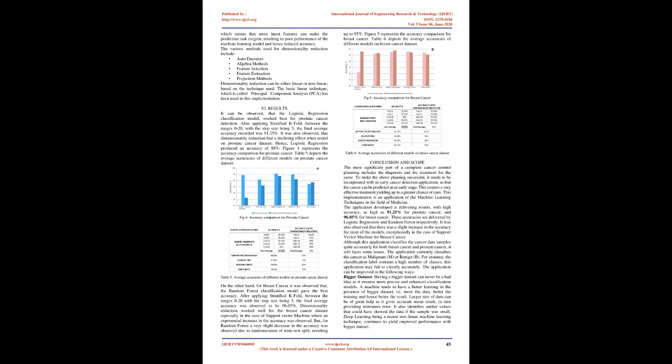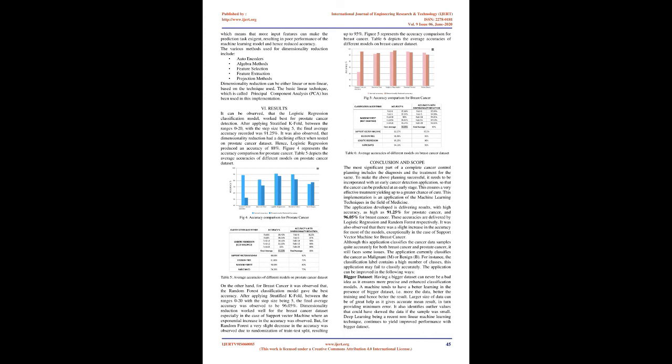On the other hand, for breast cancer it was observed that, the random forest classification model gave the best accuracy. After applying stratified k-fold, between the ranges 0 to 20 with the step size being 5, the final average accuracy was observed to be 96.05%. Dimensionality reduction worked well for the breast cancer dataset, especially in the case of support vector machine where an exponential increase in the accuracy was observed.